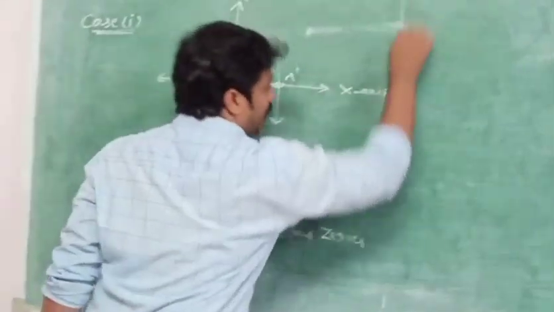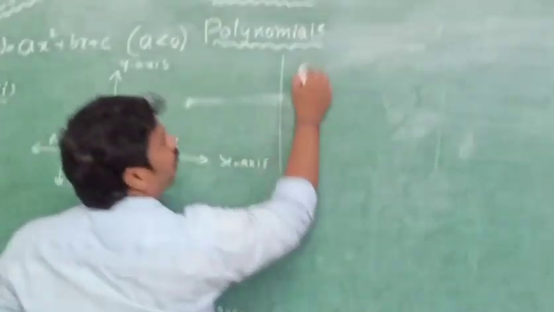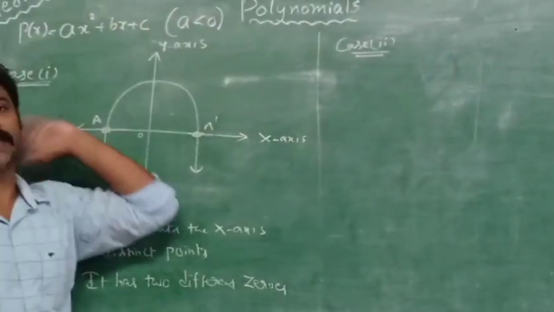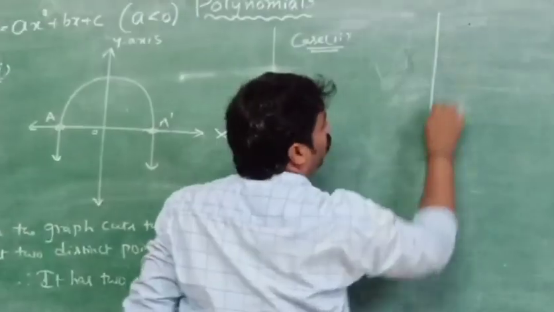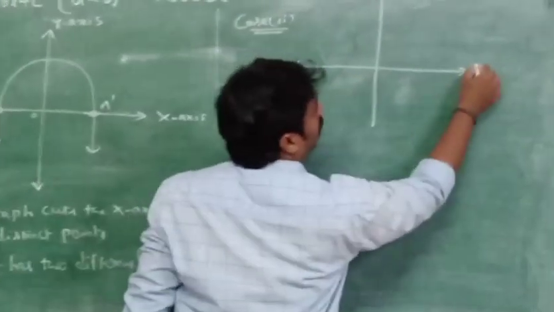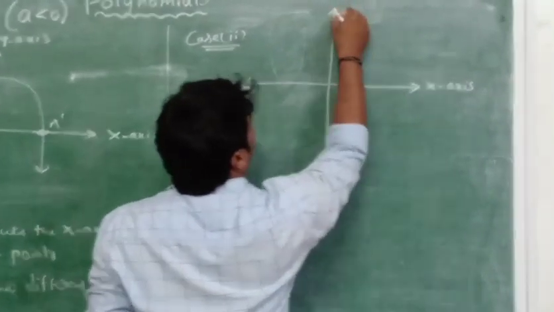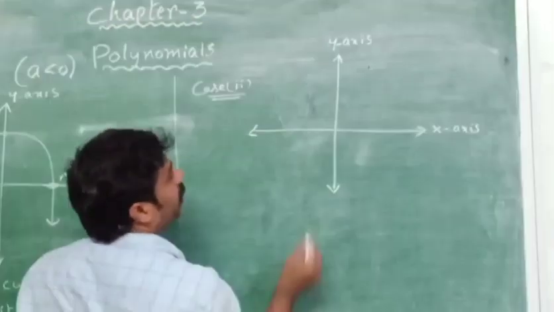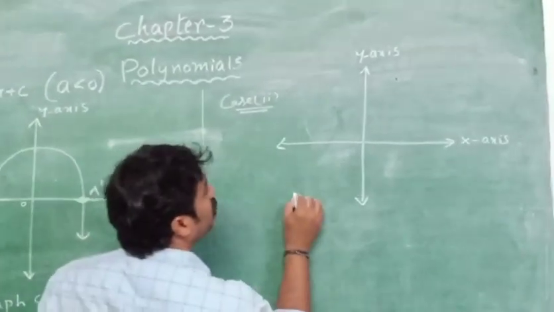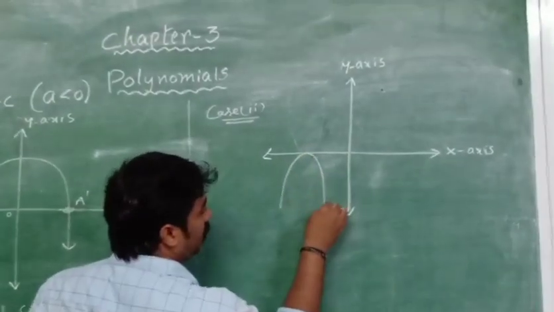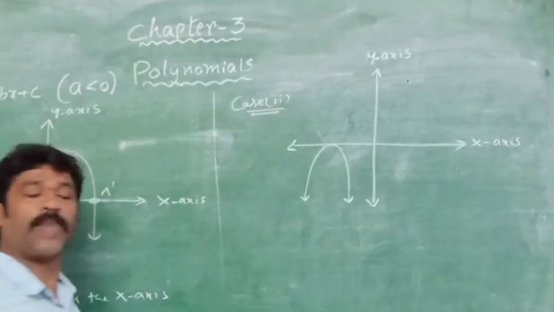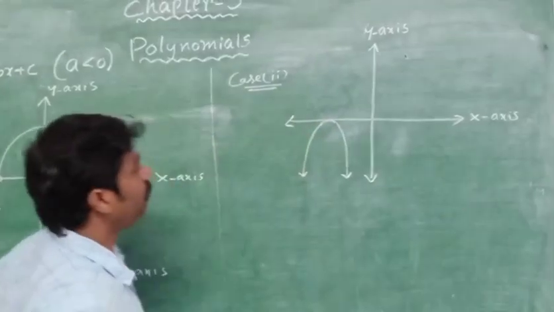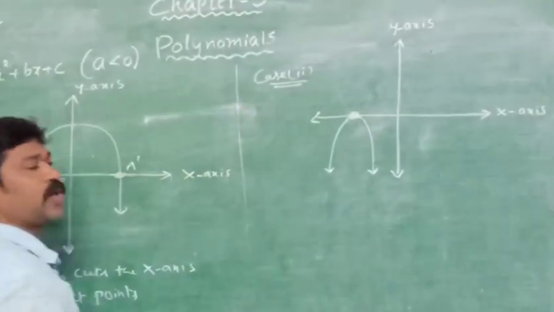Similarly, if you take the second case, if you draw the graph of this quadratic polynomial and if a is less than 0, then we will get another possibility. This is the x-axis and this one is the y-axis. And if you draw the graph of that, then it may touch the x-axis at only one point. So let it be, take this as the graph. Here also we will get a parabola only, but which opens downwards. Now here the graph cuts the x-axis at only one point.